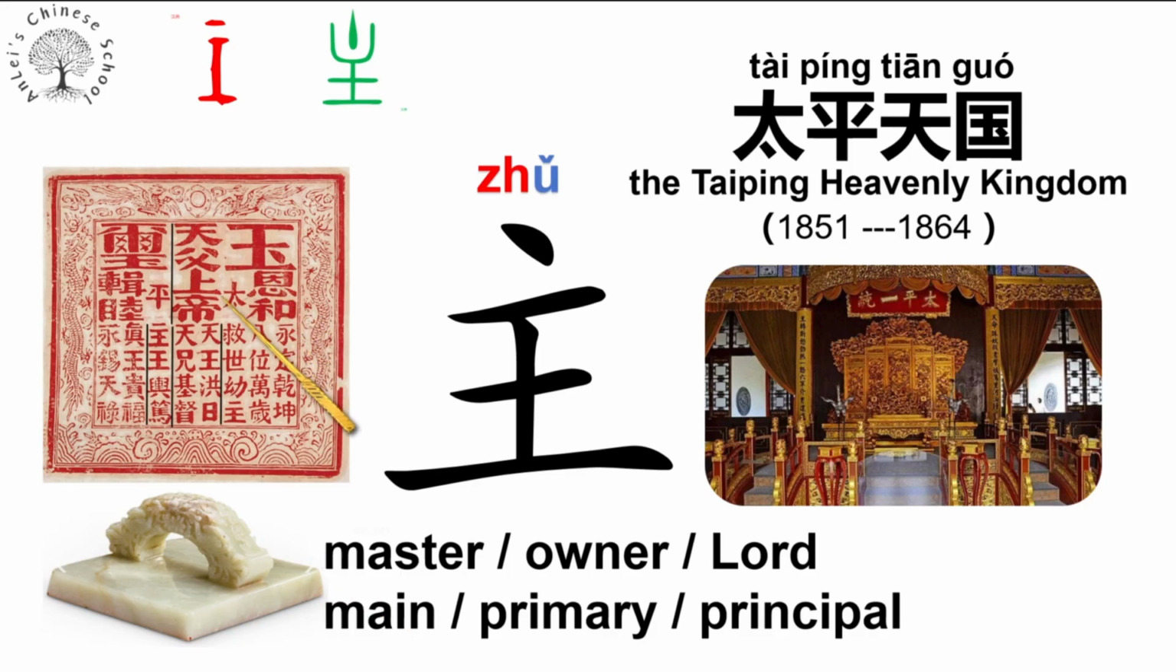天父上帝, the Heavenly Father God. 救世幼主, the young Lord who saved the world. It means Hong Xiuquan's son. 天兄基督, Heavenly Brother Christ. 主王干providing, the Lord and the King are steadfast.